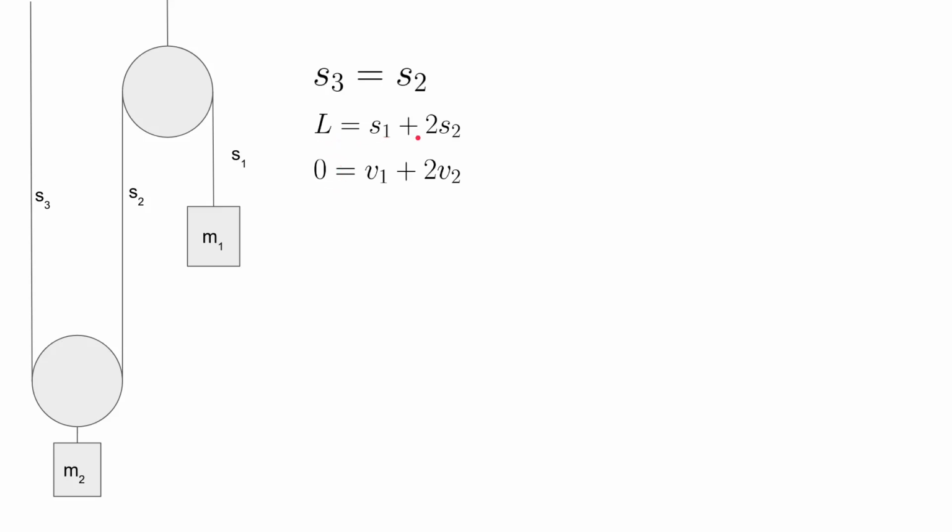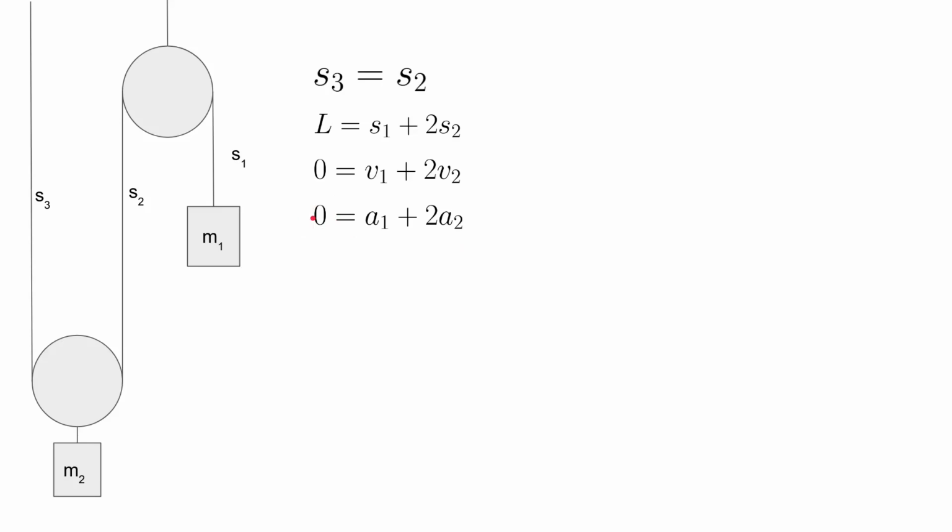And notice that since we differentiated, if we included these constants, the length of the ropes around the pulleys and the length of rope from the top pulley up to the ceiling, those would have just turned to 0 anyway in the differentiation. Now we can differentiate once again and see that 0 equals A1, which is the rate of change of the rate of change of the length of rope from the top pulley down to mass 1, plus 2 times A2, which is the rate of change of the rate of change of the length of rope from the top pulley to the bottom pulley, is equal to 0.